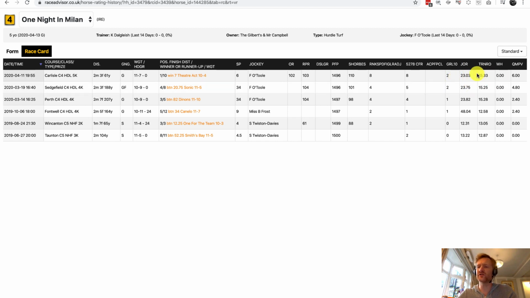I don't usually use jockey or trainer myself. 0 win history and a 6 QMPV. And the QMPV rating is a form-based rating using the scoring of the horse's finish position in the last 10.